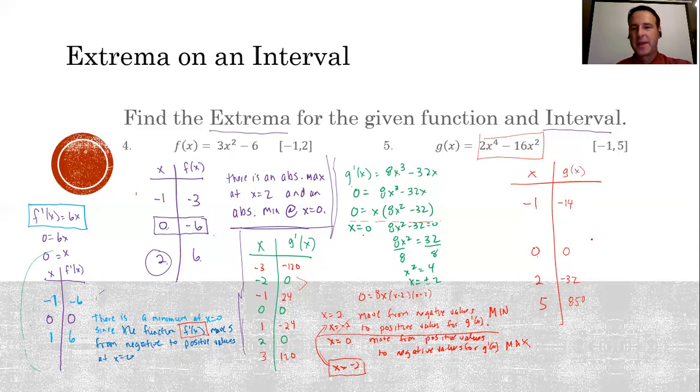Okay, so if I look at my largest value, at x equals 5, and all I'm going to write is 5, not the 850, I can see that that's the highest number. We have an absolute max for this function in the interval. And the lowest value I have is at 2. So at x equals 2, I have an absolute minimum.